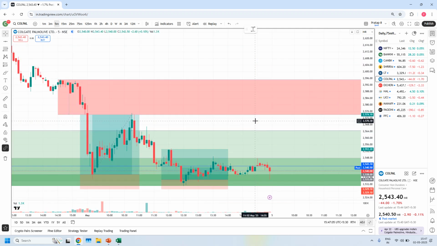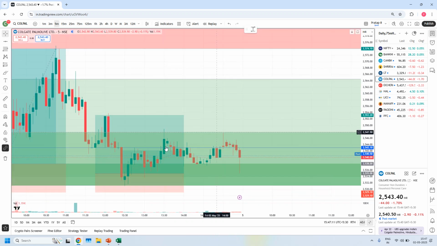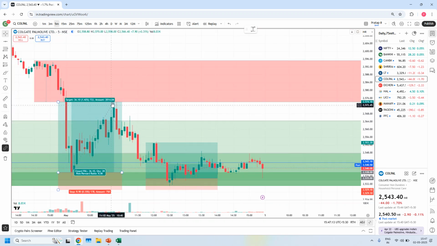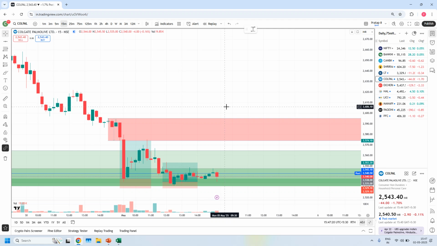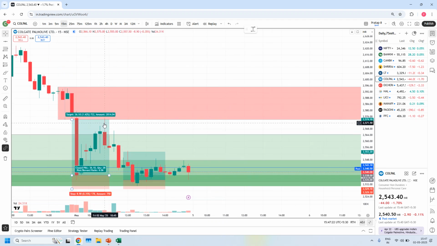Let's go to it. See, Colpal would have given you a second trade also. Here, if anybody sees the price reached and pushed down, some of you might have planned your second trade. How to plan the second trade? Go to 15 minutes, because a new supply zone is created. See here, you have a drop base drop.